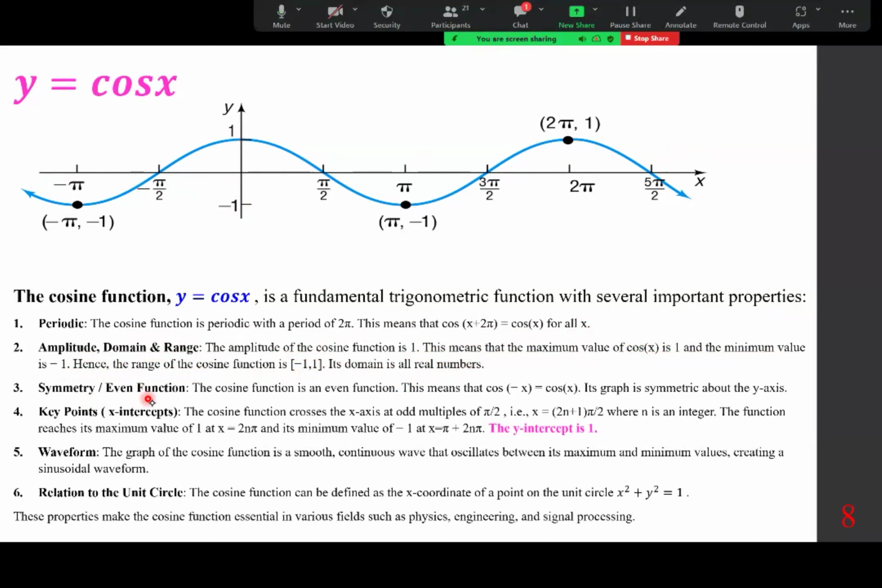Symmetry and even function. The cosine function is an even function. This means that cosine of -x equals cosine x. Its graph is symmetric about the y-axis. Look at the y-axis. The one on the right is the same as on the left.